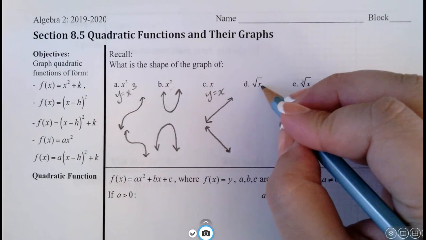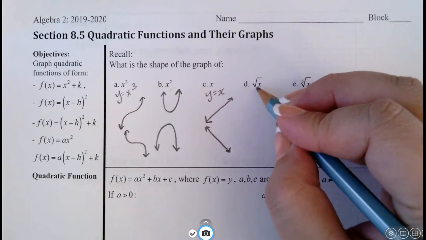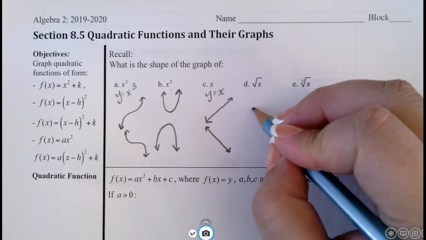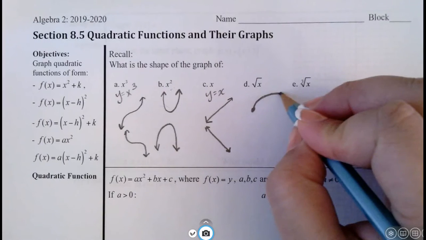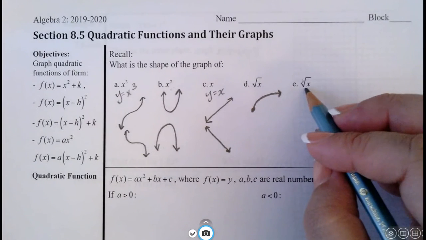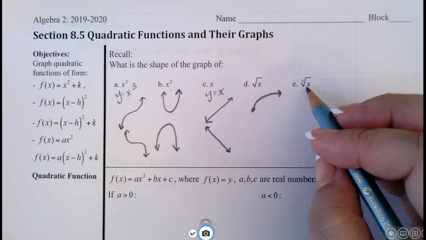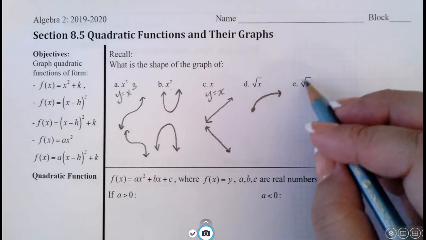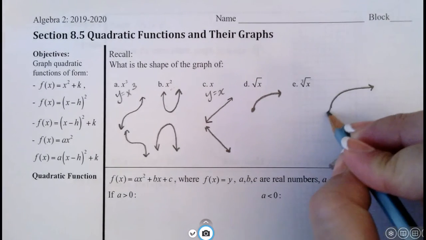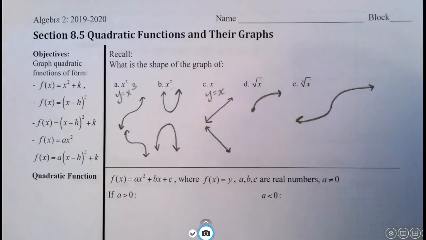D, that's a square root function. Now a square root function, remember, inside of our square root, we can only have positive numbers. And so our square root function is like half of a parabola that fell over. And then we have E, which is our cube root function, and we can have any number in our cube root function. And so our cube root function has positive values, but it also has negative values. Okay, so those are kind of our basic parent graphs.